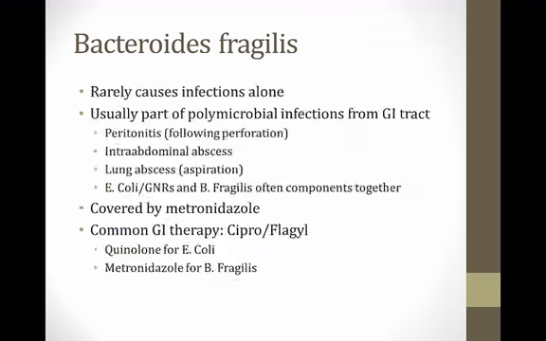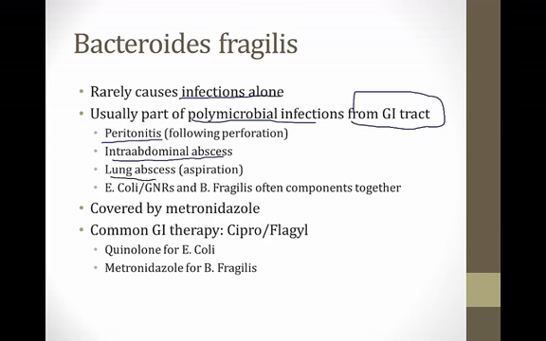It's rare for Bacteroides to cause infections alone, but it's usually part of polymicrobial infections that start in the GI tract. So for example, patients who have peritonitis following perforation often have Bacteroides involved. People with intra-abdominal abscesses, for example, people who have diverticulitis can have small abscesses at the end of a diverticulum. B. fragilis is usually involved there. Alcoholics who aspirate stomach contents often have Bacteroides present in their lung abscesses. And E. coli and gram-negative rods are often present together in these infections that come from the GI tract.